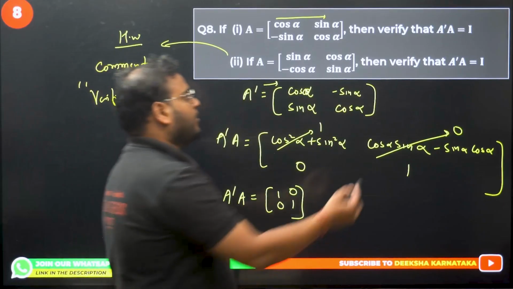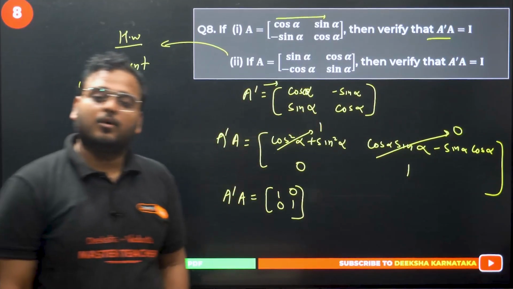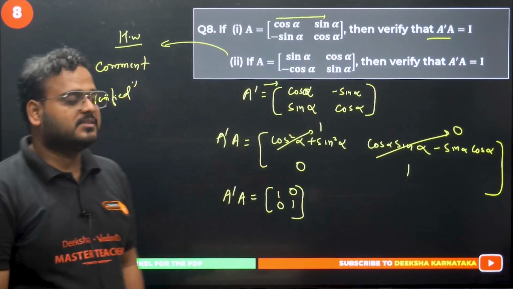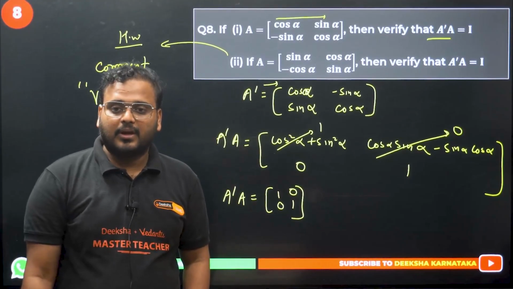This itself is a property over here. A transpose A is always equal to the identity matrix if A is an orthogonal matrix. Okay, done. Clearly, okay, let's move on.